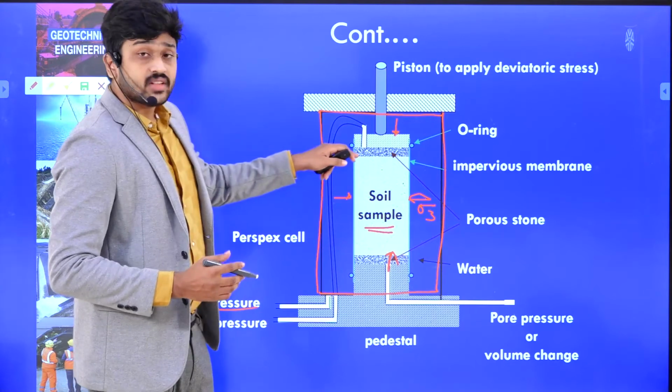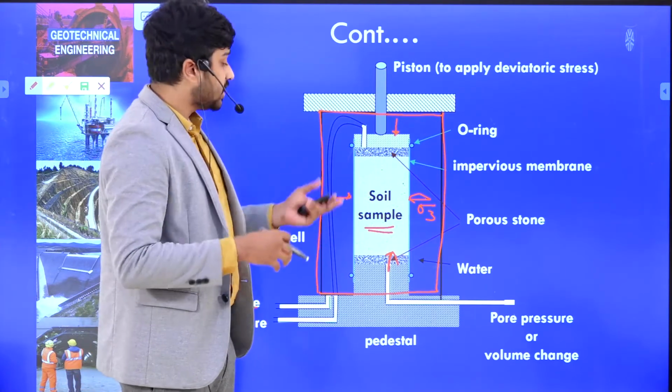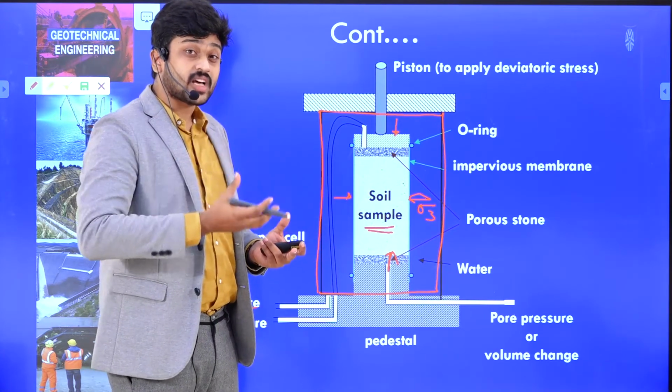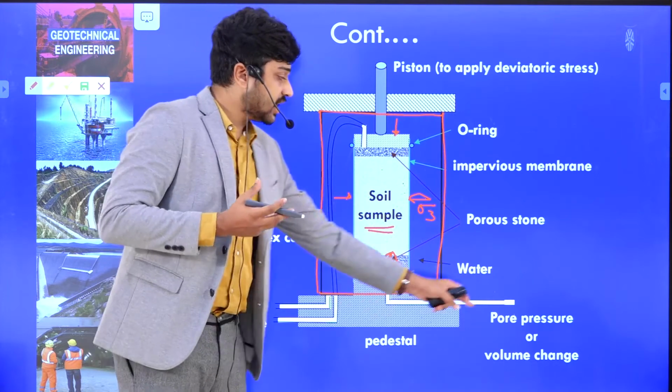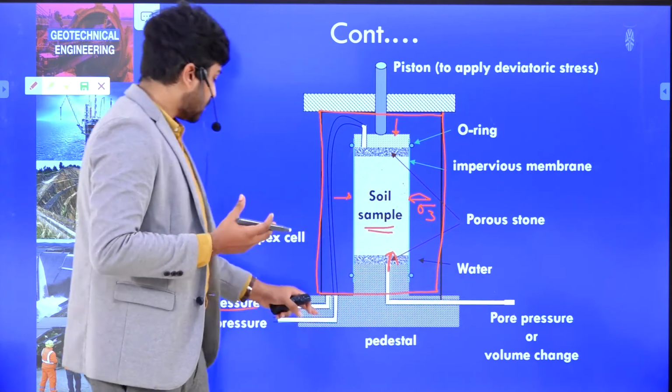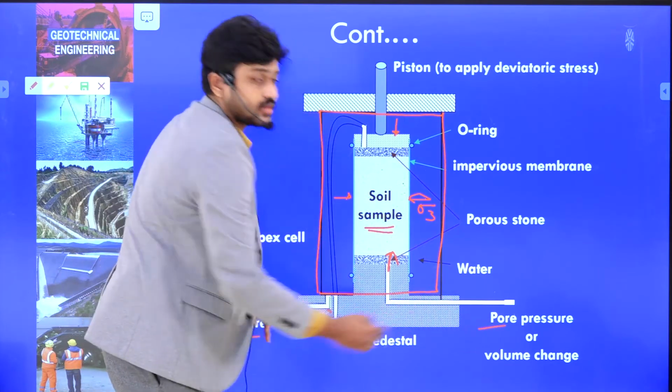Now the soil sample is placed on a porous disc. Because of the external loads applied, some amount of water will come out. That means consolidation will take place. So that has to be observed. That is why there is one outlet here as well as here.